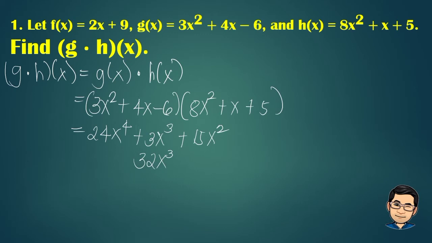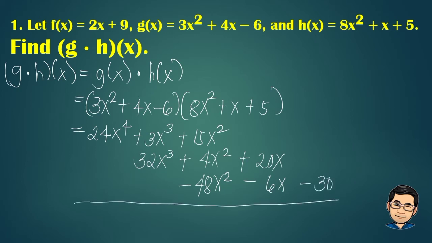And then, 4x times x, that is 4x squared. 4x times 5, that is 20x. Finally, negative 6 times 8x squared, that is negative 48x squared. Negative 6 times x, that is negative 6x. And then negative 6 times 5, negative 30. So, and then we add.